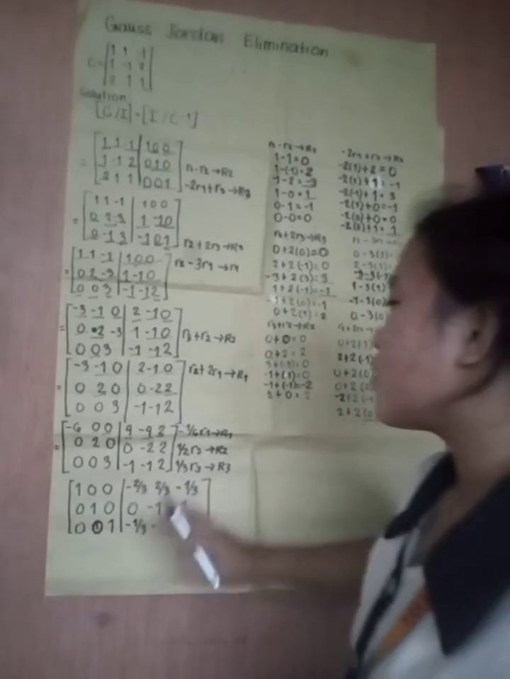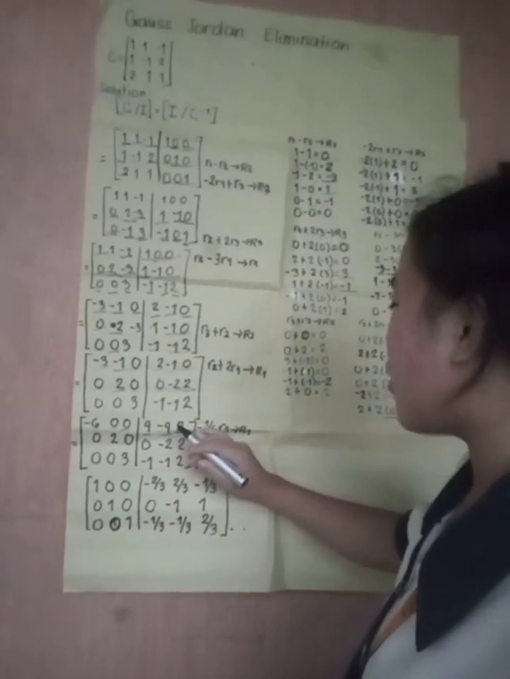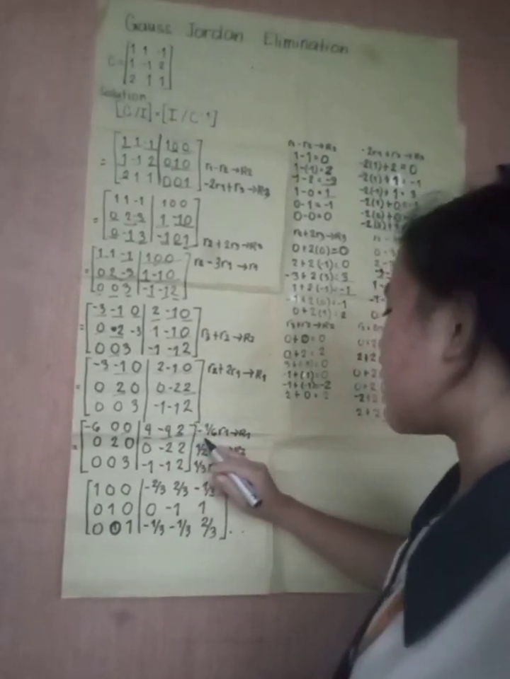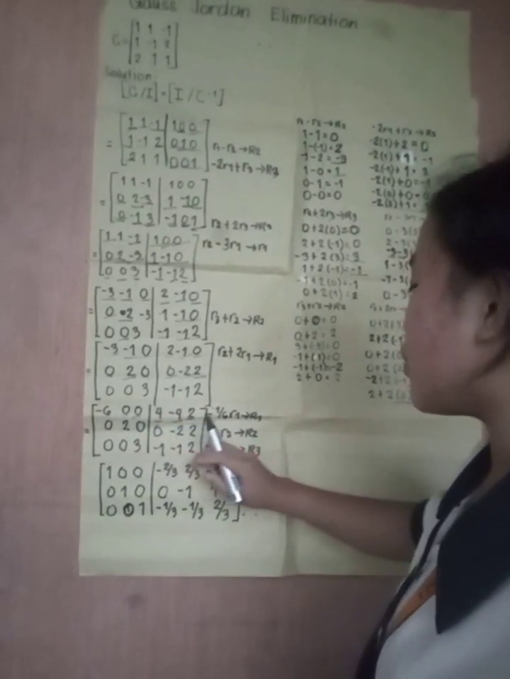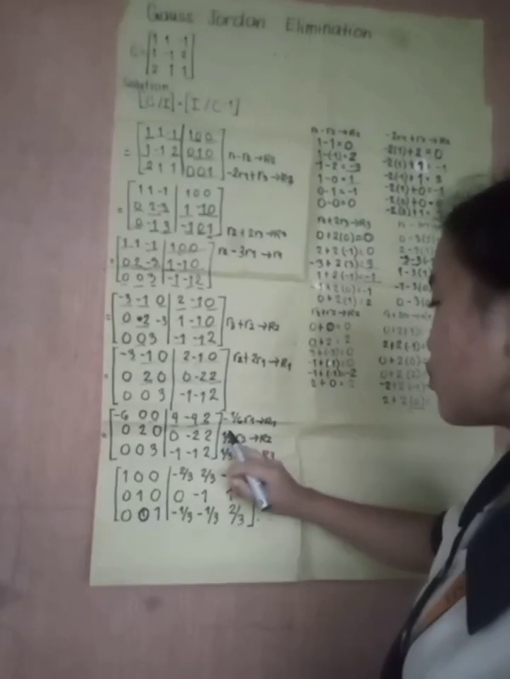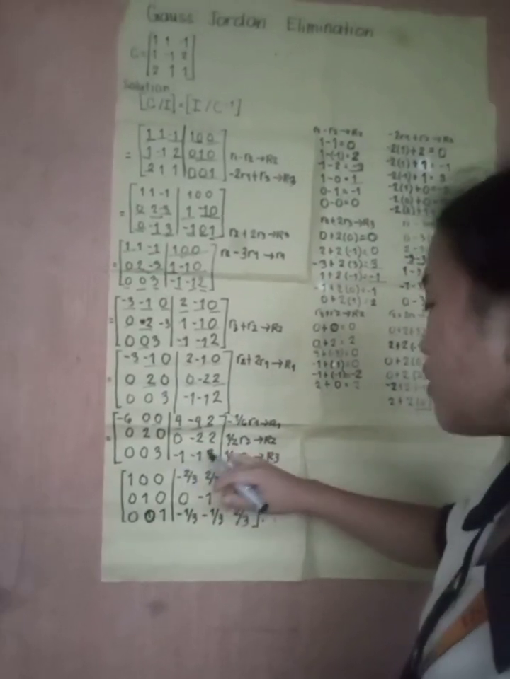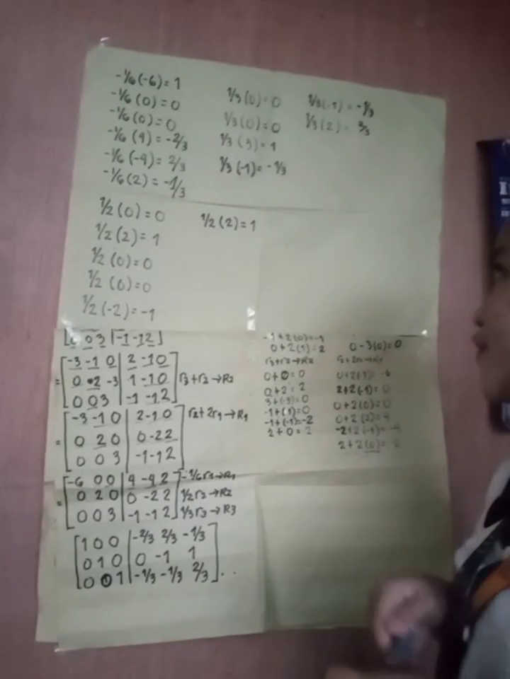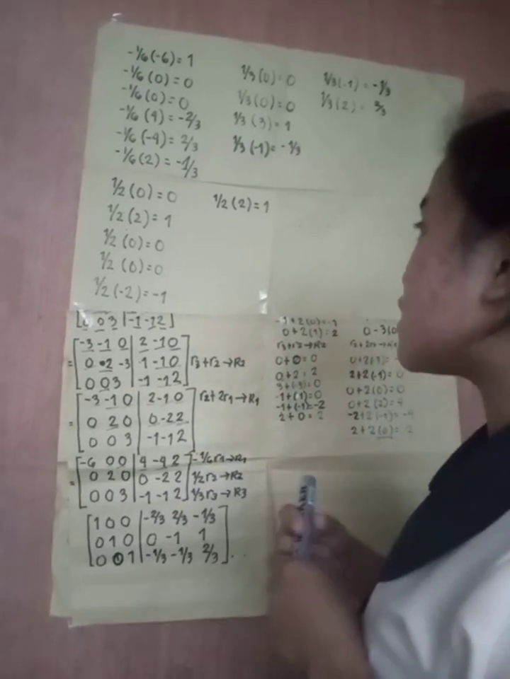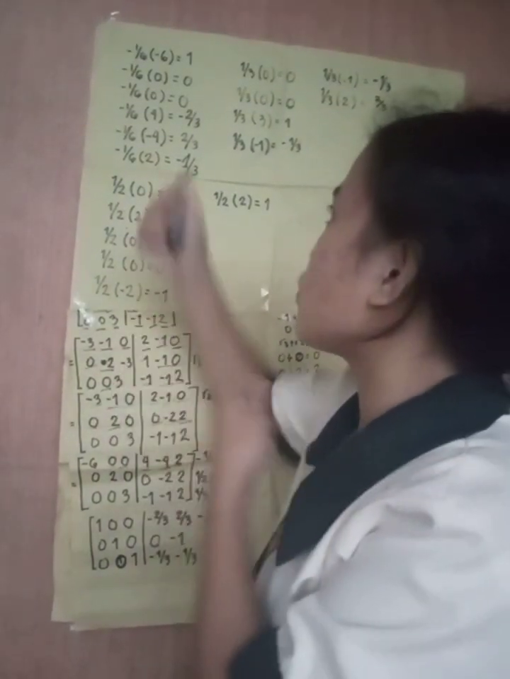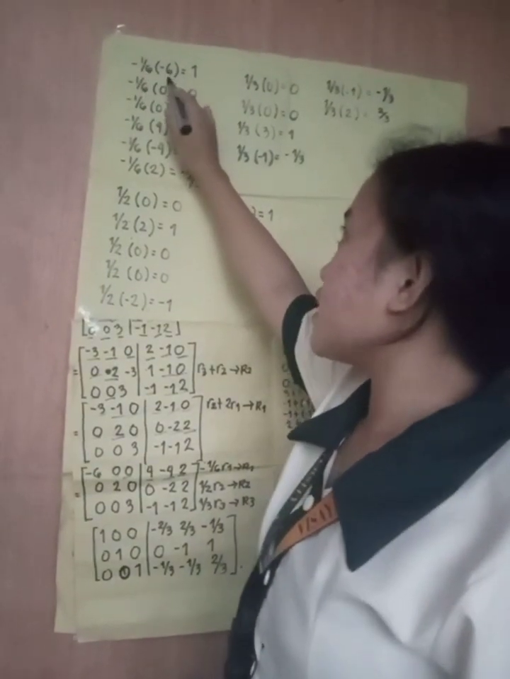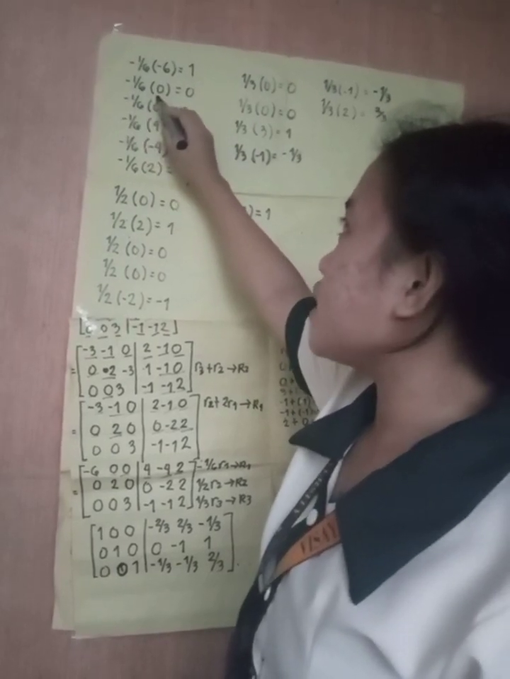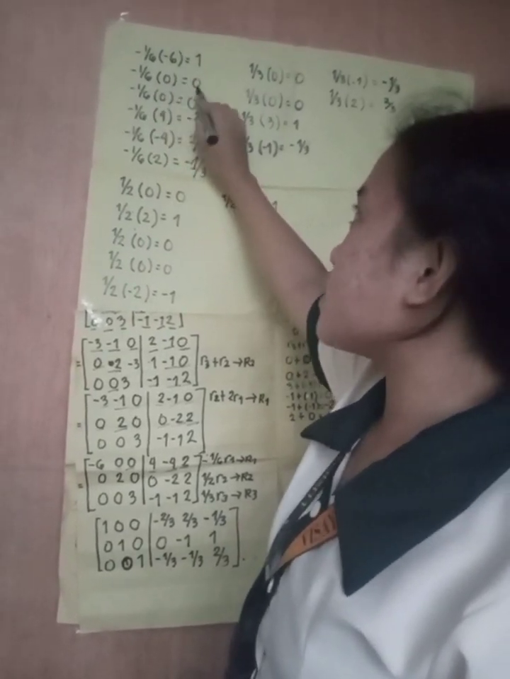So now, we will multiply row 1 by negative 1 over 6. Then, in the second row, we will multiply 1/2 to row 2. Then in the third row, we will multiply 1/3 to row 3. We have the formula negative 1/6 times the row 1. So our row 1 is negative 6. So negative 1/6 times negative 6, the result is positive 1. Then negative 1/6 times the value of row 1 in column 2, which is 0, the result is 0.